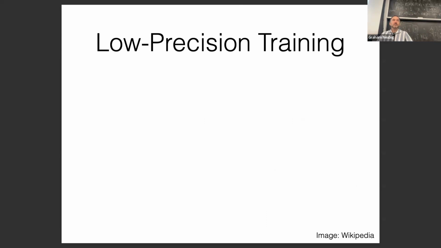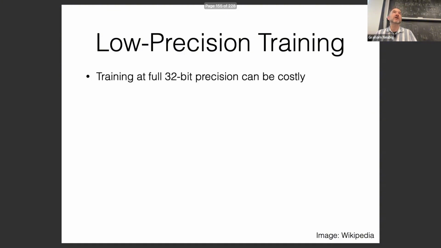Okay, next. Low precision training. This is really important, and the reason why is because GPU memory is precious. If you're training on GPUs or other varieties of hardware, in training very large models, you'll very quickly run out of memory. And so training at full 32-bit precision can be very costly.